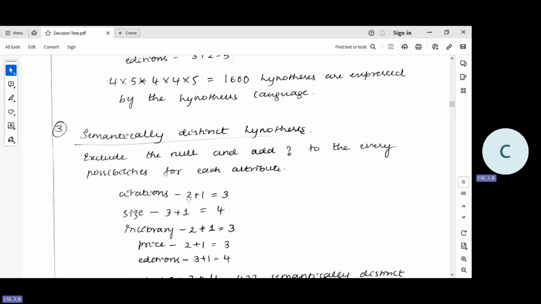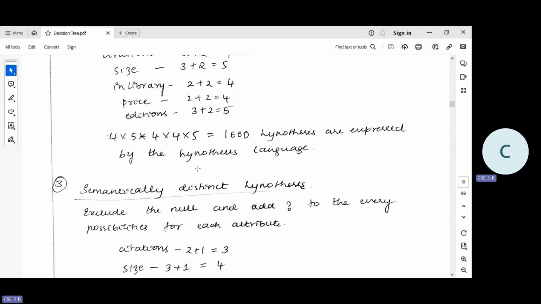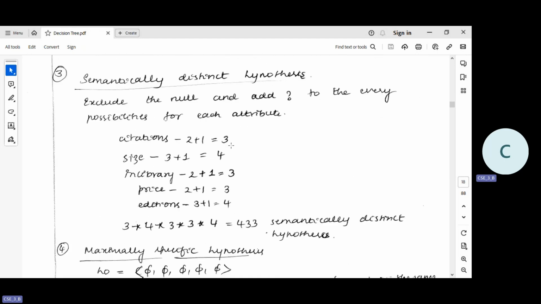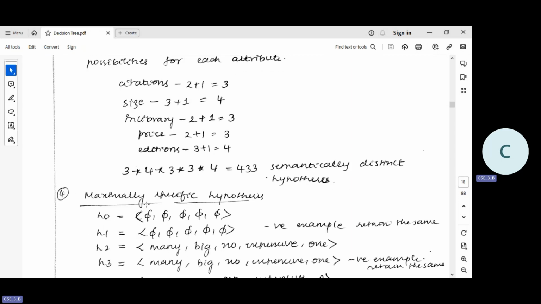every attribute possibility. We can observe here for citations, there are two distinct values. So we are adding 2 plus 1 as 3, size 3 plus 1 as 4, library 2 plus 1 as 3, price 2 plus 1 is equal to 3, and additions 3 plus 1 is equal to 4. So altogether 4, 3, 3 semantically distinct hypotheses.